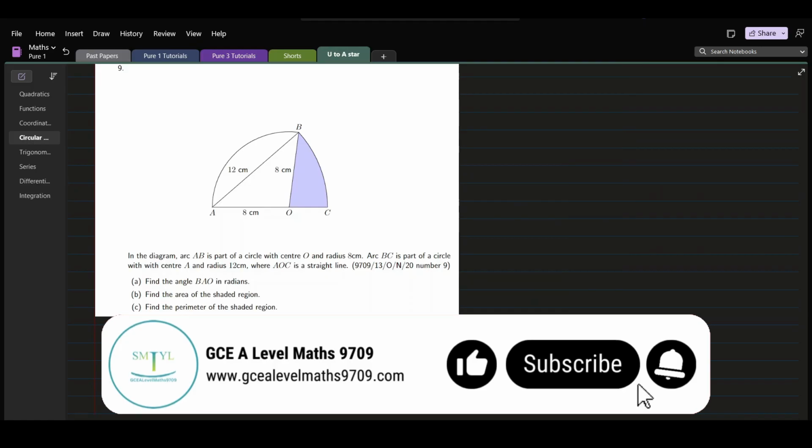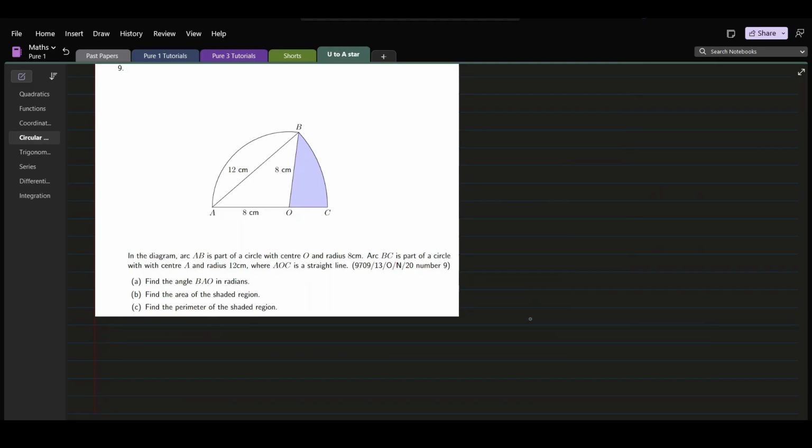Welcome to the circular measure section. Let's get into it. In the diagram, arc AB is part of a circle with center O and radius 8 centimeters. Arc BC is part of a circle with center A and radius 12 centimeters, where AOC is a straight line. Part A, find the angle BAO in radians.